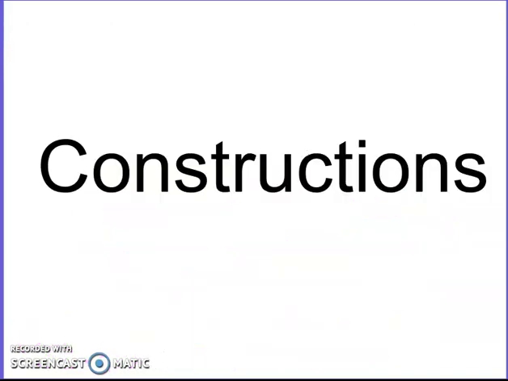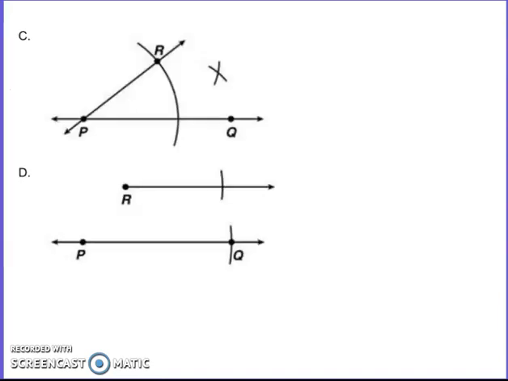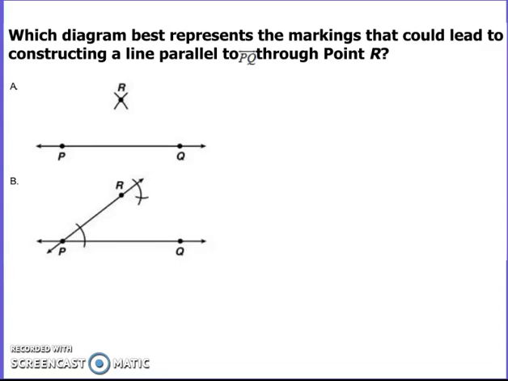Now, on to constructions. Keep in mind with constructions, you have to use what's given to you in the diagram. You can't cross points unless there's an X created using the compass. So if I look, and I apologize that they're on two different slides, we have a construction, and I want to know which best represents the markings that could lead to a line parallel to PQ through point R.